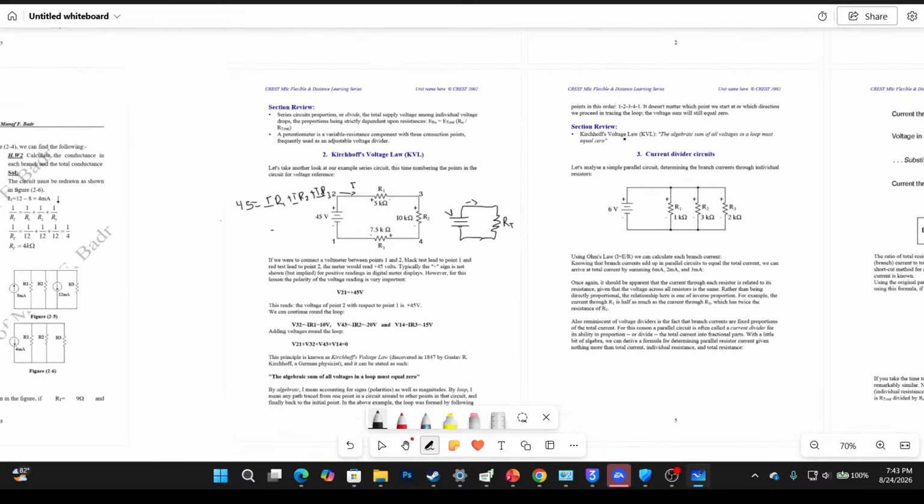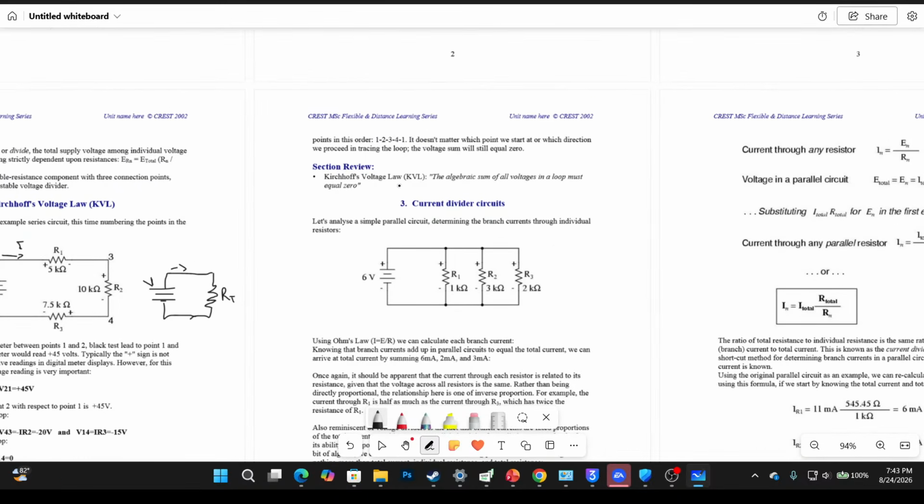Now let's move on to the current divider. We have what we call the current divider rule. So as we said, when resistors are connected in parallel, different currents flow through them. So to calculate the current flowing through each of these resistors, we have what we call the current divider rule.